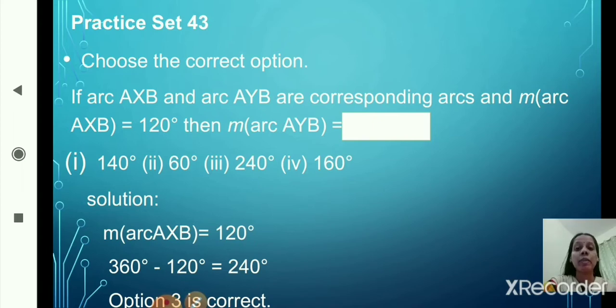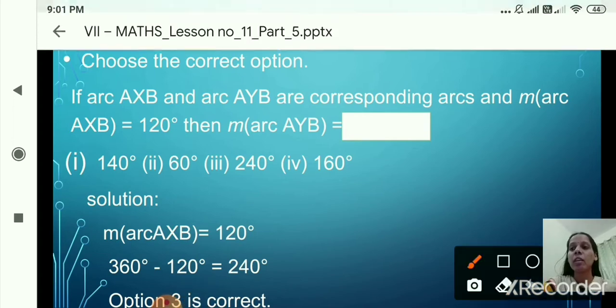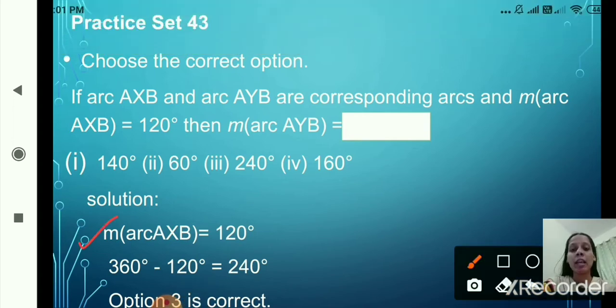As you know, in the circle the measure of a complete circle is equal to 360 degree, right? So if one arc is given that is 120 degree, then how you will find out the measure of the another arc, that is AYB? So in the solution, as you can see here, measure of arc AXB is equal to 120 degree, which is given. Now you will find out measure of arc AYB. How you will find it? See the next step, 360 degree minus 120 degree.